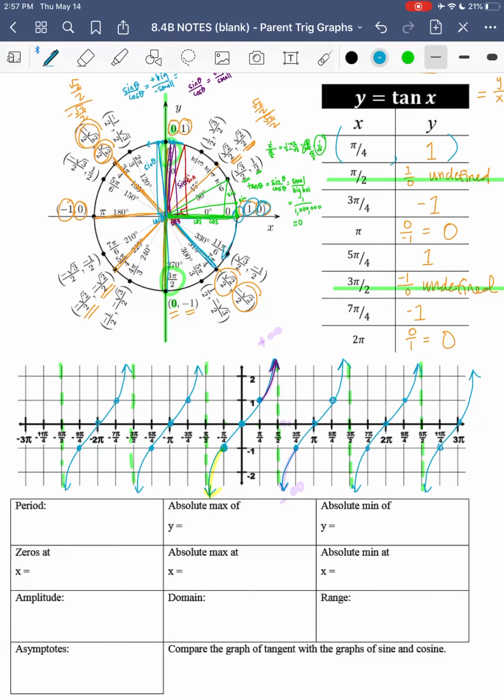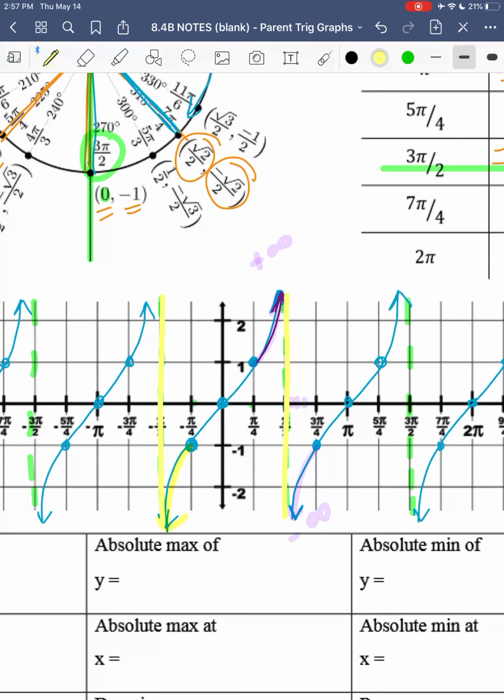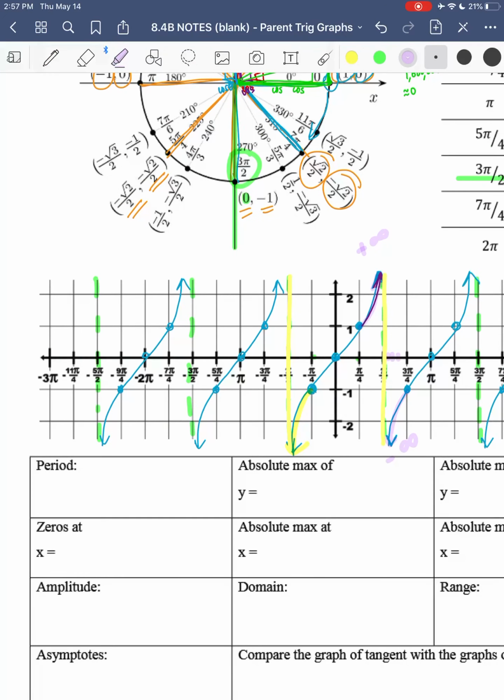So let's look at the period. This one repeats, it doesn't take 2 pi. One period happens just in between these two vertical asymptotes, from negative pi halves to pi halves. So the period here is actually just 1 pi.